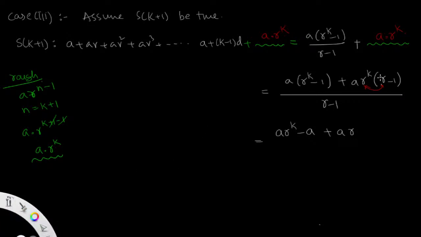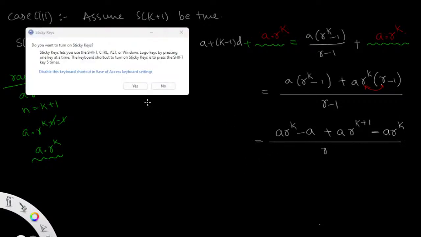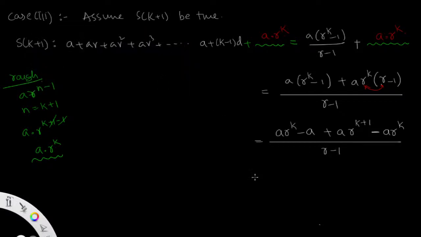Now bases are equal, powers should be added. It is not a term, so here only 1 we have to think. Then a into r power k into r, that is r power k plus 1, minus a, plus a into r power k minus a r power k, divided by r minus 1. So now cancel the terms. A r power k and minus a r power k will be cancelled. Then the remaining terms: first the positive term, a into r power k plus 1, minus a, divided by r minus 1.